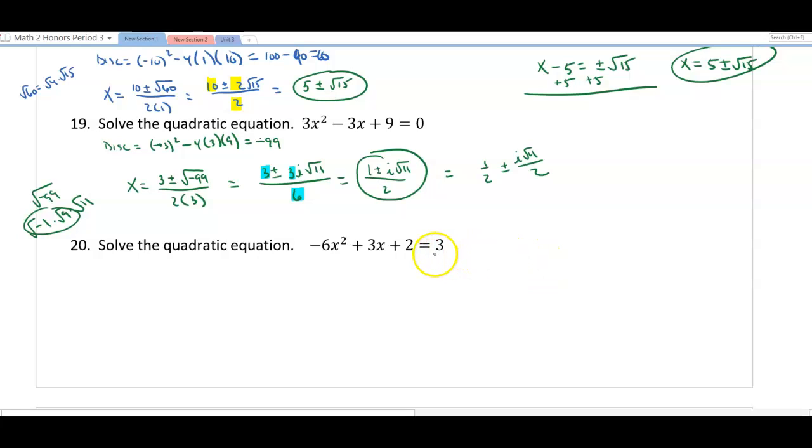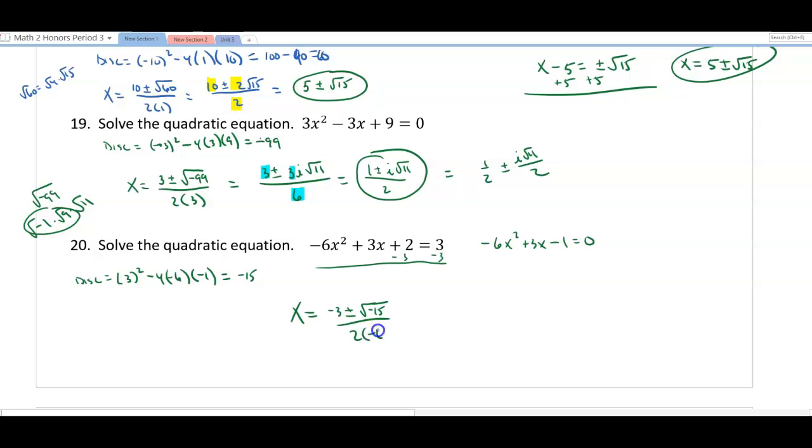Now number 20, the last one here. Subtract 3 and you would get negative 6x squared plus 3x minus 1 equals 0. It's not going to end up being factorable, so I go right away to my discriminant again. That's going to be 3 squared minus 4 times negative 6 times negative 1, and it gives you a discriminant of negative 15. So, two non-real solutions, so right away I'm going to get the opposite of 3 is negative 3 plus or minus the square root of negative 15 all over 2 times negative 6.